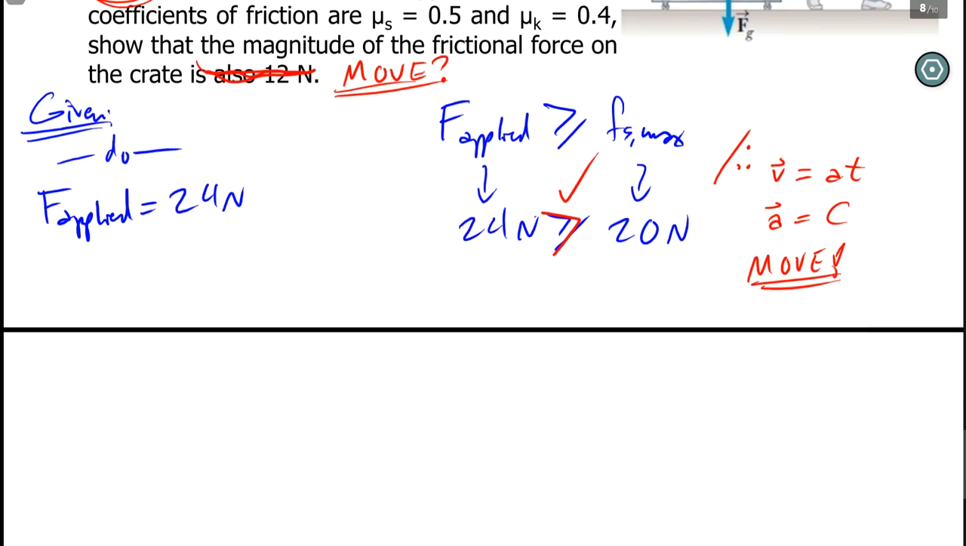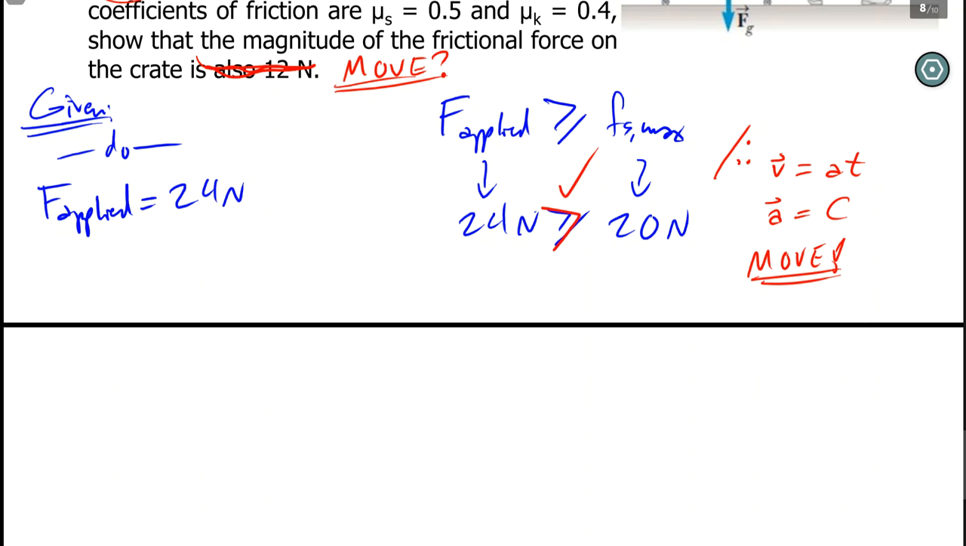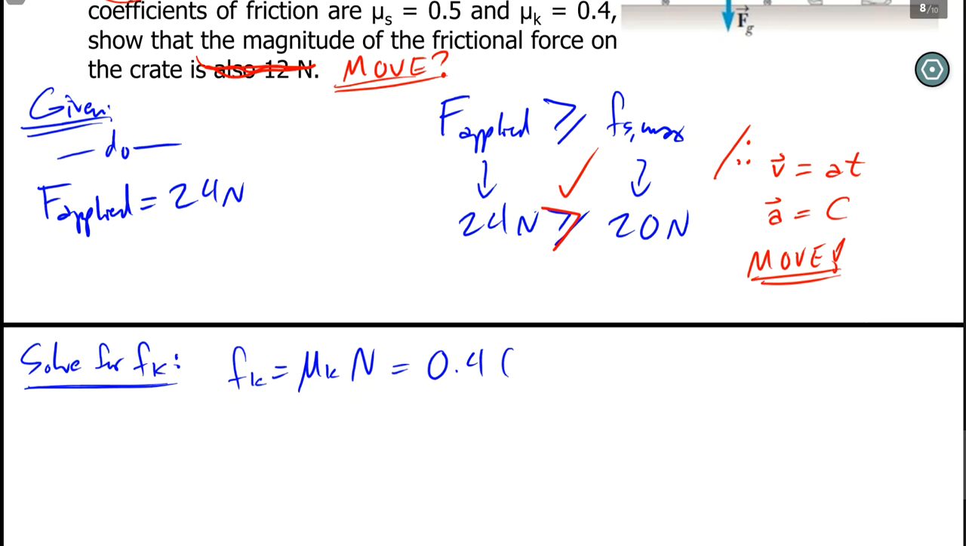Oh yeah, and let's find out how much friction that is. So really quickly, this has now transitioned to kinetic friction, believe it or not. The kinetic friction is mu k N. So that is going to be 0.4 times the 40 newtons, and so that's going to result in 16 newtons. So it's going to have a net force of 8 newtons that's going to accelerate it.